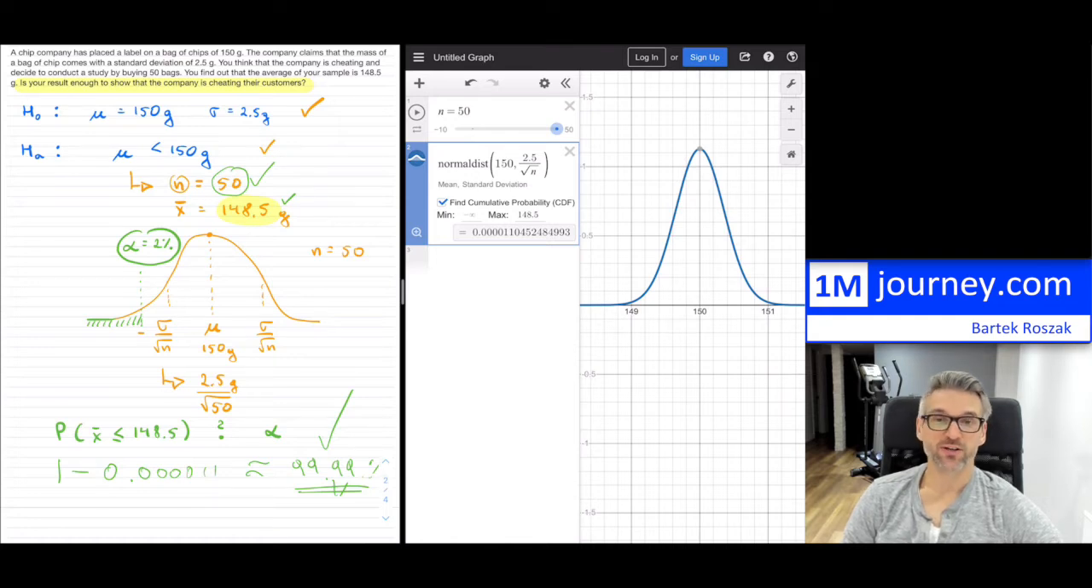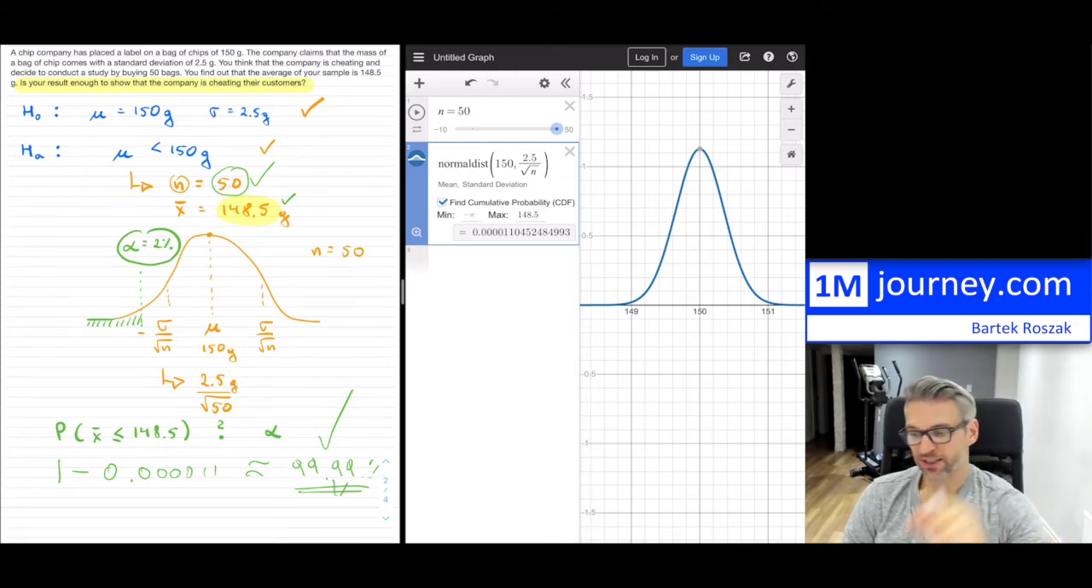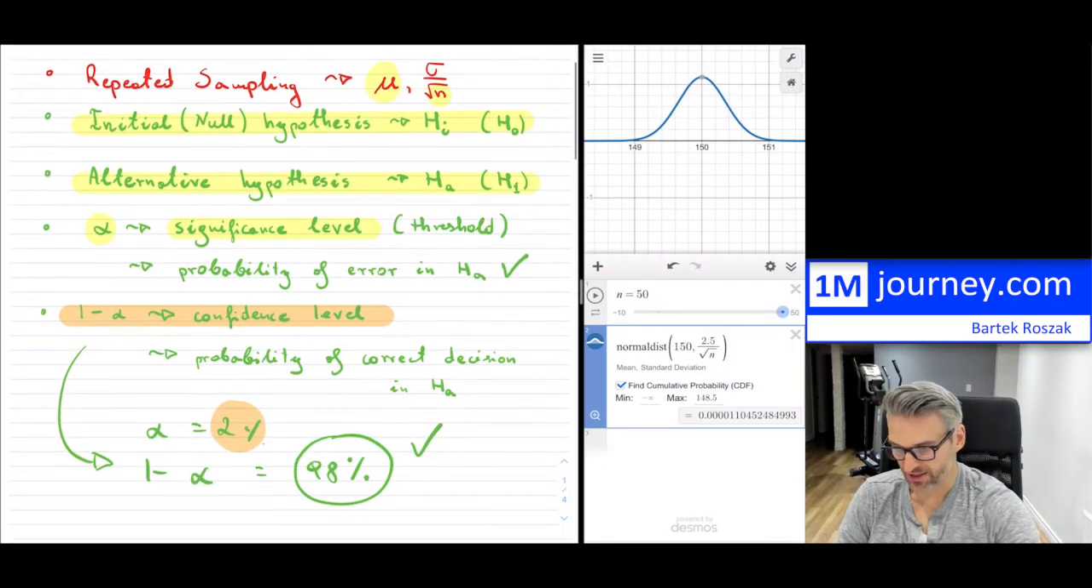Now, when you're taking an alternative, you need some proof. In this case, the proof is that you've bought 50 bags, weighed them out, and found the actual mean of those bags. So it's highly improbable for such a small average, 148.5 grams. This is really interesting. So if I go back in here, that's what hypothesis testing is all about.